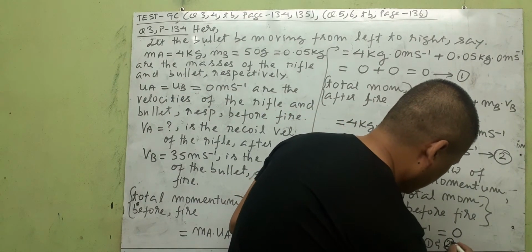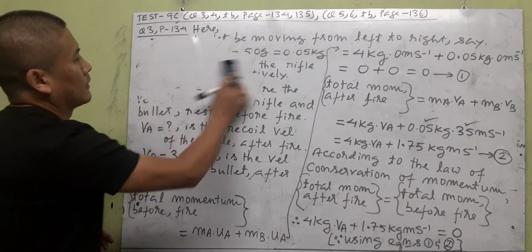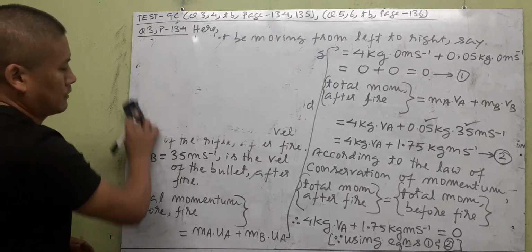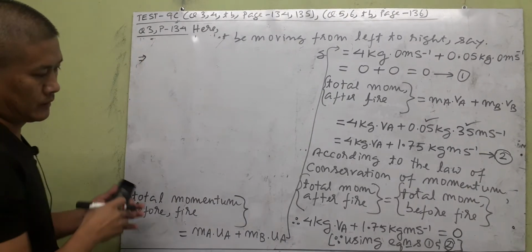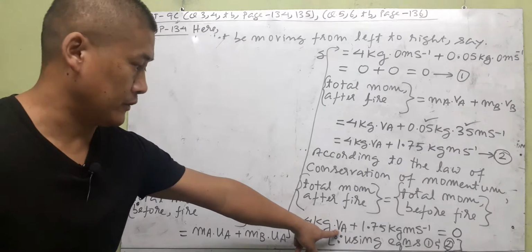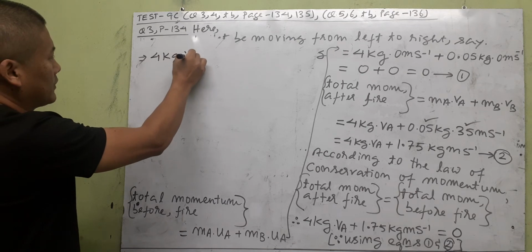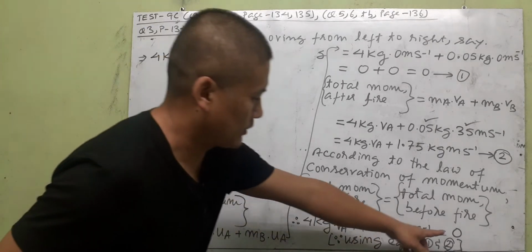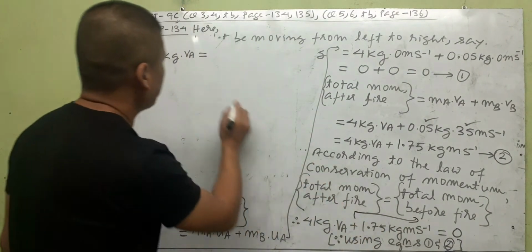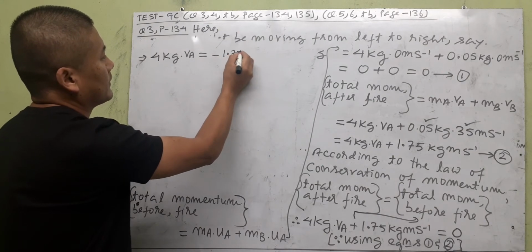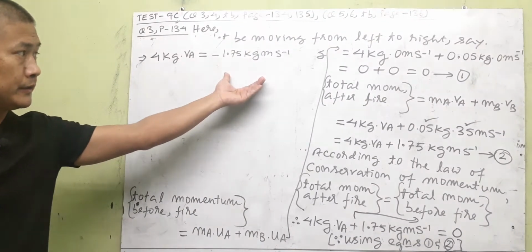Then you can continue. As you continue, this term here contains the recoil velocity VA. Let us take that term on the left side, put the equal sign, and here is 0, so 0 can be forgotten. This one shifted to the right side, plus 1.75 will become minus 1.75 kg meter per second. Getting right? Okay.